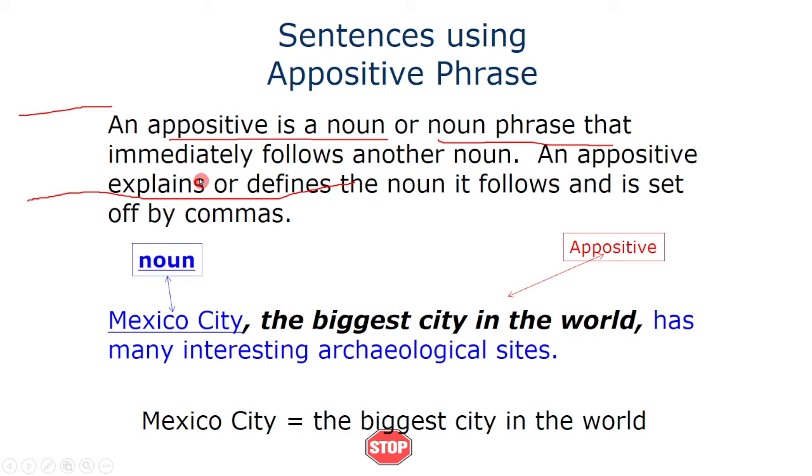Now we talk about the appositive phrase. An appositive is a noun or noun phrase that immediately follows another noun. An appositive explains or defines the noun it follows, the antecedent, because it acts like an adjective. Mexico City, the biggest city in the world, has many interesting archaeological sites. So it's the appositive.